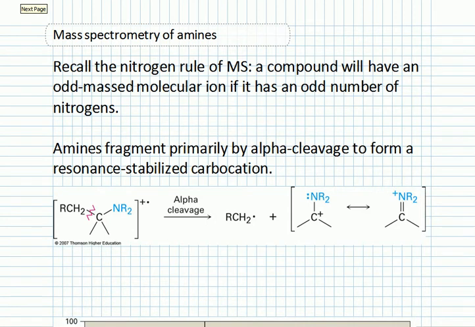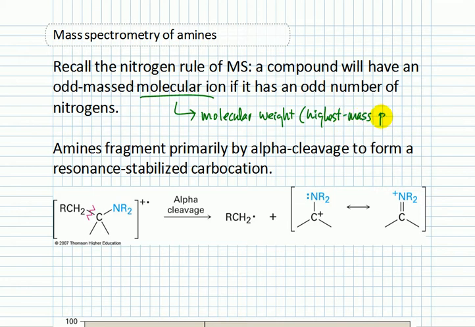MS, mass spectrometry, is very useful for identifying amines. Way back in the MS chapter, I told you the nitrogen rule is that a compound will have an odd massed molecular ion if there's an odd number of nitrogens, right? That molecular ion is just the molecular weight, essentially. It's the highest mass peak, the peak that's furthest to the right on the mass spec. If that's odd, we've got probably 1 or 3 nitrogens in our compound. If it's even, we don't know anything about nitrogens.